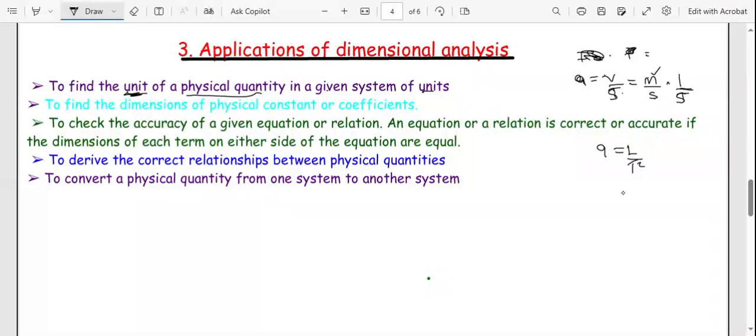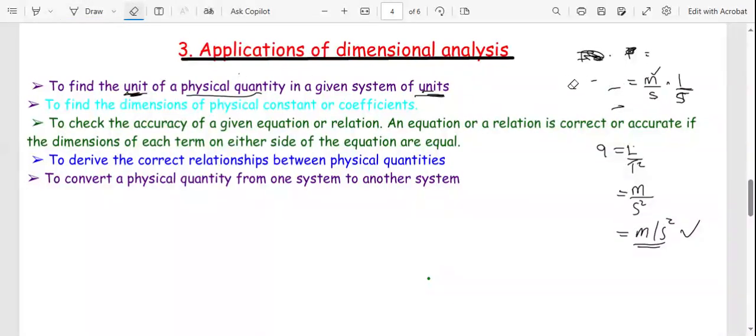So we can find this is the unit. We can now take it to say this will be meters over, time is what? Second squared, like that. So this means that acceleration is measured in meters per second squared. So we have found the units of a physical quantity in a given unit. So given these units, we are able to find this. So that is one use of dimension analysis. Hope that is clear.